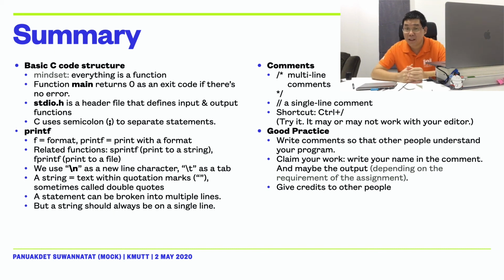Another good habit of a good programmer is that you have to put your name in your work. It's called claim your work. Put your name there in the comment, put your name there inside the output if it is specified by the assignment. And also, it is very important to give credit to the owner of the work that you use to make your work. For example, if you use a poem or song lyrics from another artist, you have to give credit to them as well.